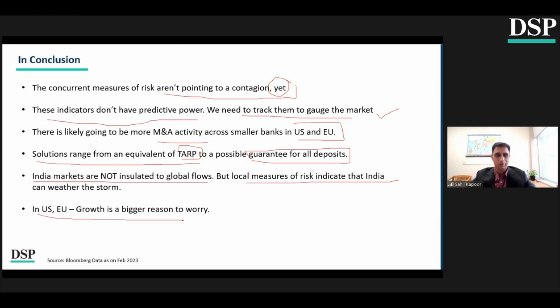In the US and Eurozone, we feel growth is a bigger worry right now, because growth is slowing at a faster clip in both these countries, and that could be a reason for regulators to be more concerned going ahead. And so I will stop here, and I'm sure there'll be a lot of questions, and we'll try to answer all the questions that you have.